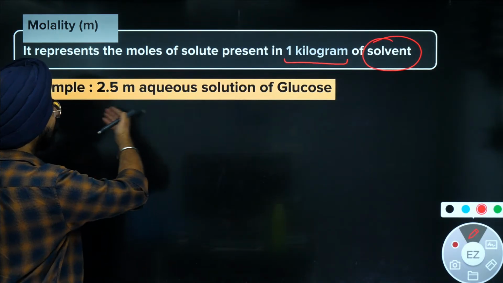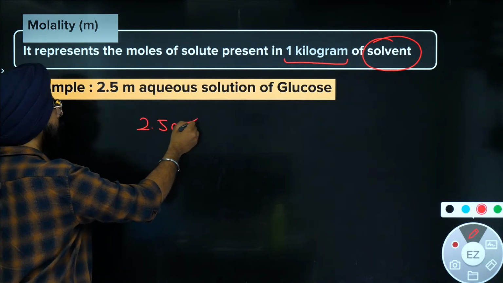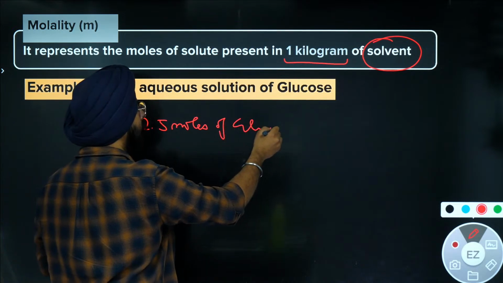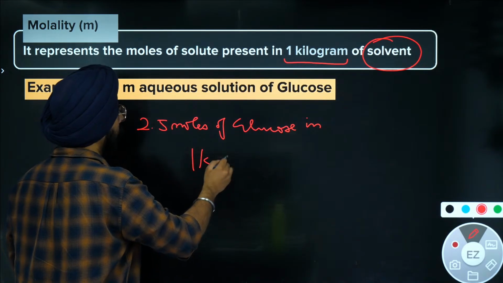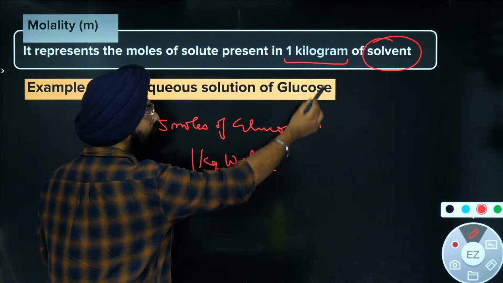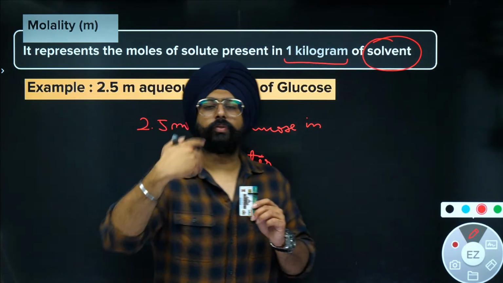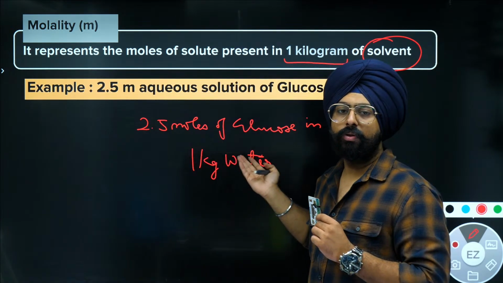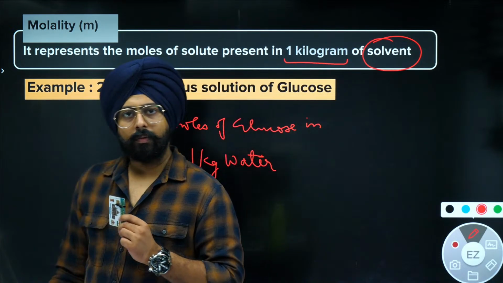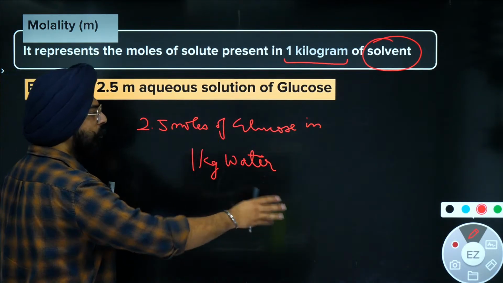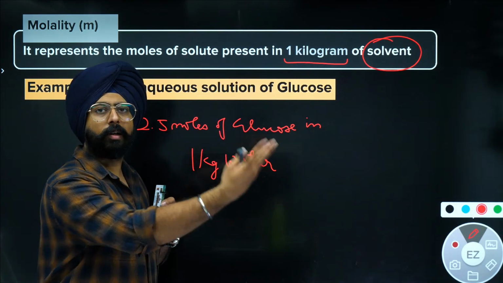So what does this mean? This simply means 2.5 moles of glucose in 1 kilogram of water. Over here, we are not talking about solution, we are talking about solvent. It's very easy to first of all tell you that I've dissolved 2.5 moles of glucose in 1 kilogram of water, so done. You don't have to calculate the total volume of the solution. Simple, 1 kilogram of water.